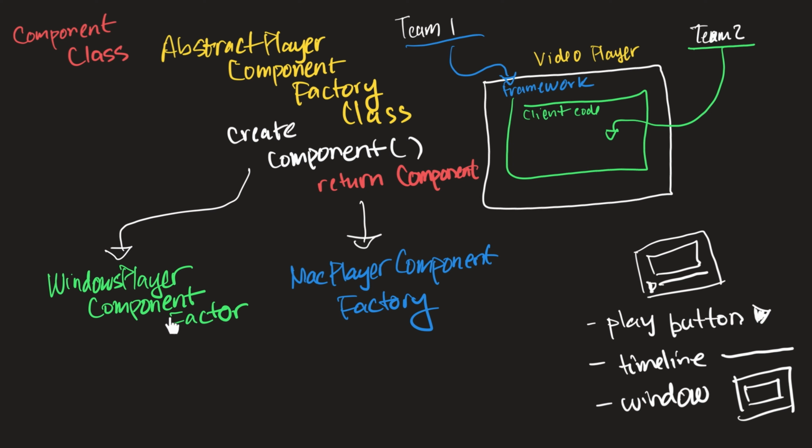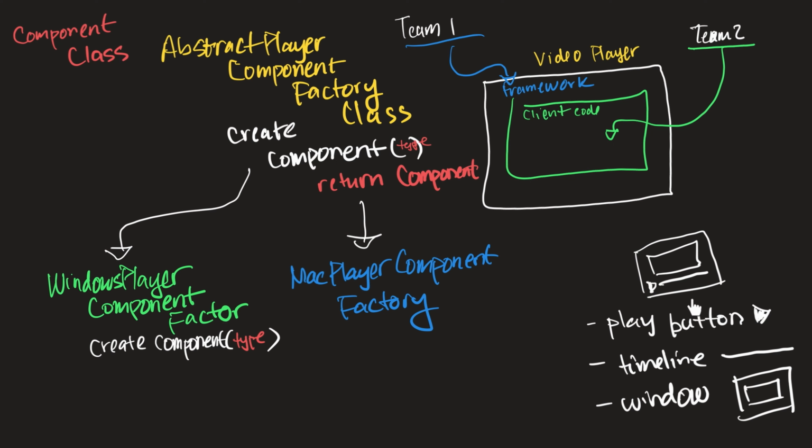And both of these subclasses have to implement this createComponent method. And actually, I forgot to add a parameter to this createComponent method. It should have a parameter, which is type. That's just going to be the type of component that we want to create. Do we want to create a play button, a timeline, or a window? And the factories here are what are going to produce these objects. Because remember, createComponent has to return a component, and these objects here are subclasses of this component class.